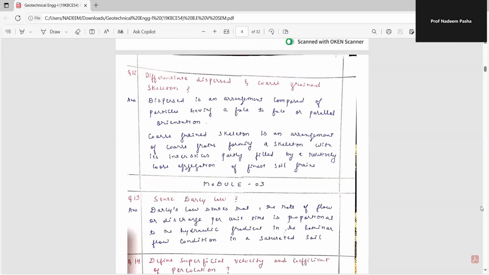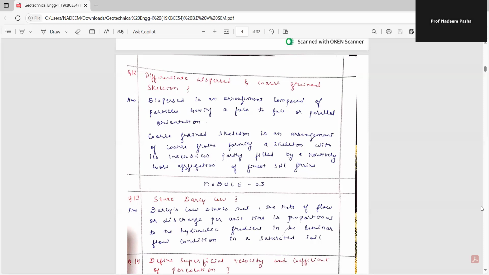Differentiate between disperse and coarse grain skeleton structure. Disperse is an arrangement composed of particles having a face to face or parallel orientation. Coarse grain skeleton is an arrangement of coarse grains forming a skeleton with its interstices partly filled by a relatively loose aggregation of finer soil grains.